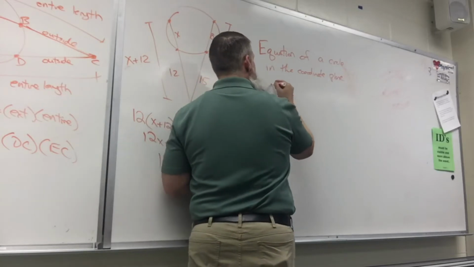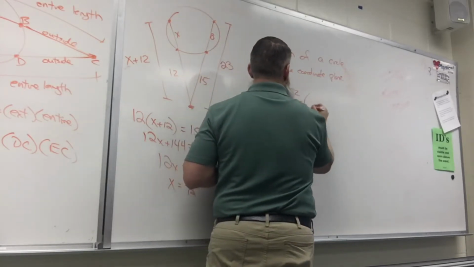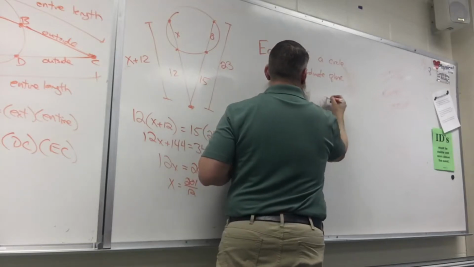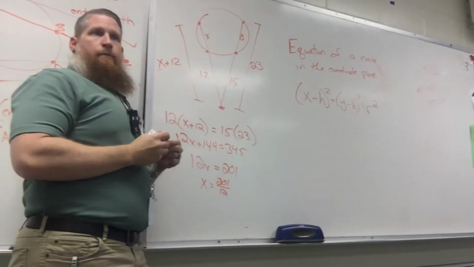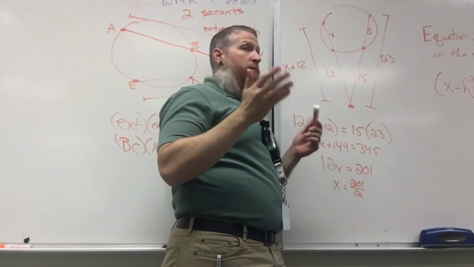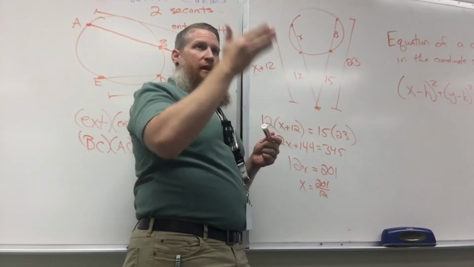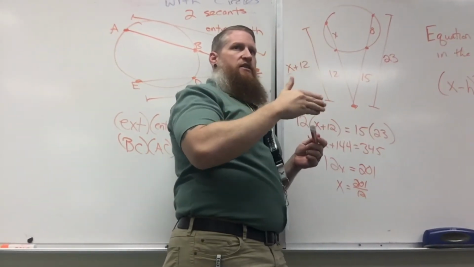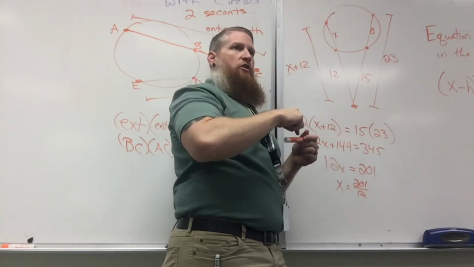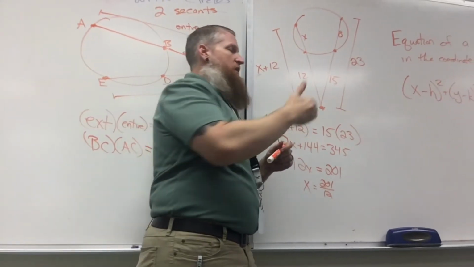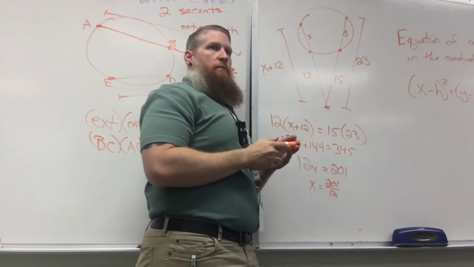Now the way the equation of a circle looks, it looks like that, which is basically the Pythagorean theorem, because by definition a radius is a set distance from a center point. So if I go from the center to any point on the circle, it's going to give me the exact same length. That's simply the distance formula, which is the Pythagorean theorem.